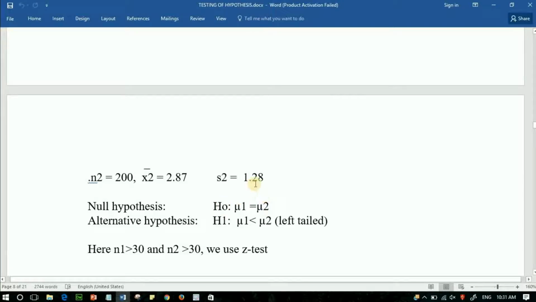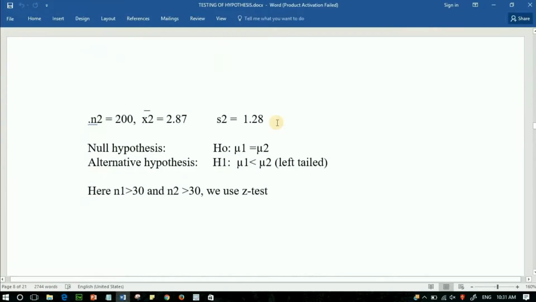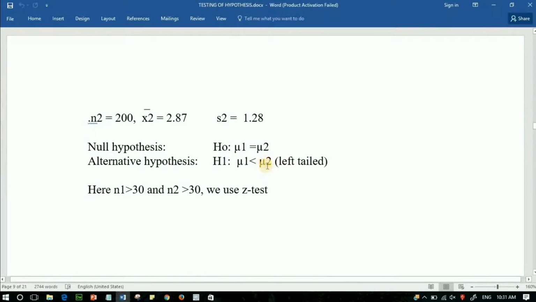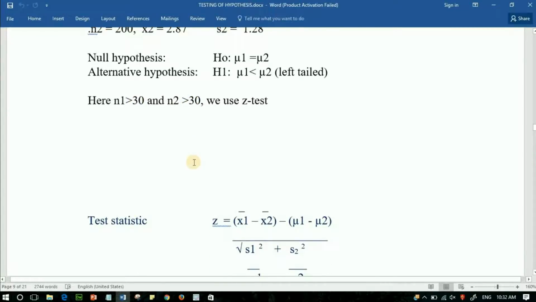Here, the question is how to choose the alternative. Can an applicant safely assume that the hourly wages paid by plant B, the second plant, are higher than those of plant A? So mu2 is the second plant, and we take mu2 is greater than mu1. So the alternative hypothesis is H1: mu1 less than mu2, or mu2 greater than mu1. That is a left-tailed test. And here, the sample size n1 is greater than 30, n2 also greater than 30, so we always use the Z test.